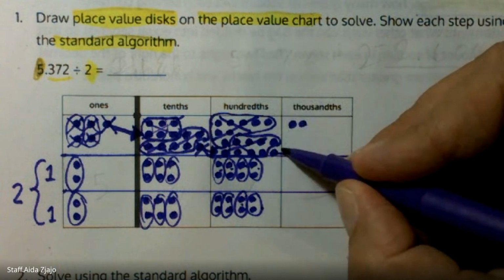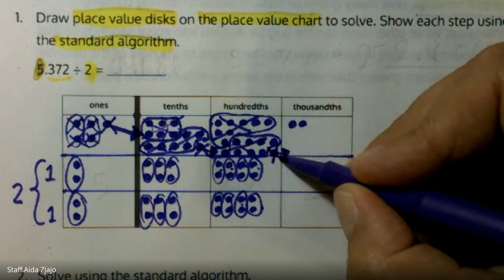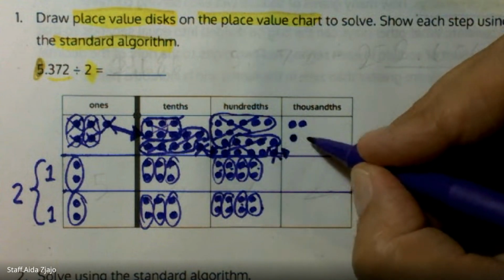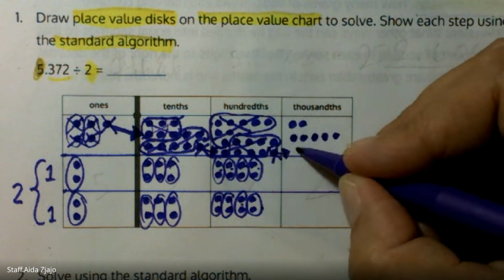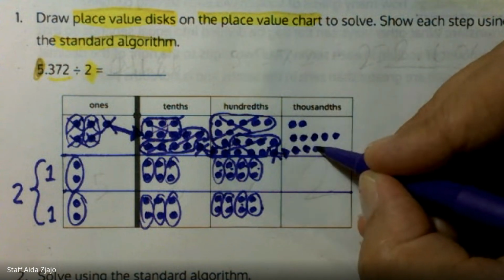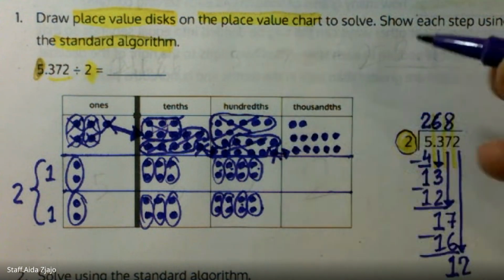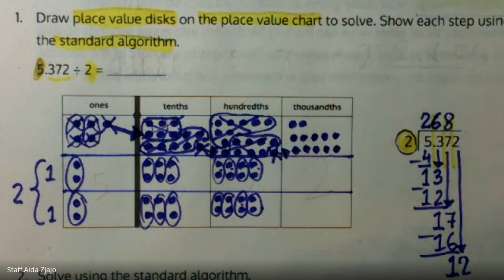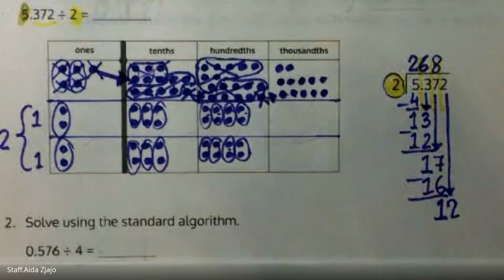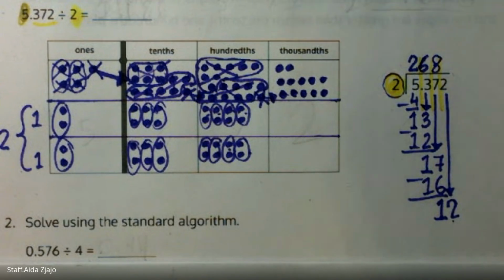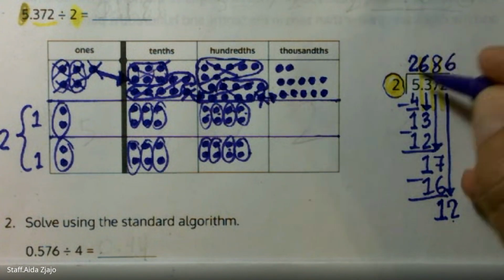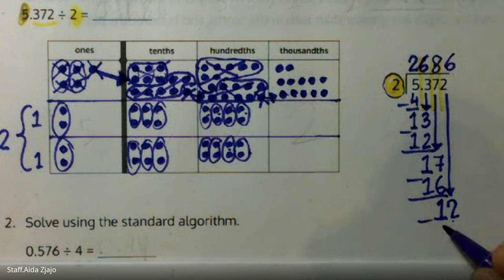So now I have 1 extra hundredth. And if I have 1 hundredth, that will make me 10 thousandths. 1, 2, 3, 4, 5, 6, 7, 8, 9, 10. With the 2 that I had, it is 12 thousandths. So how many groups of 2 are in 12? Or what number times 2 is 12? So it is 6. 6 times 2 is 12. And I will not have anything to share.